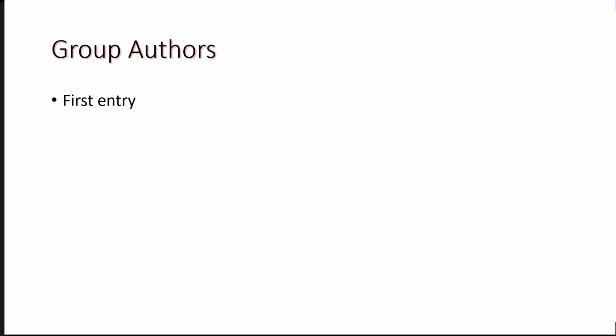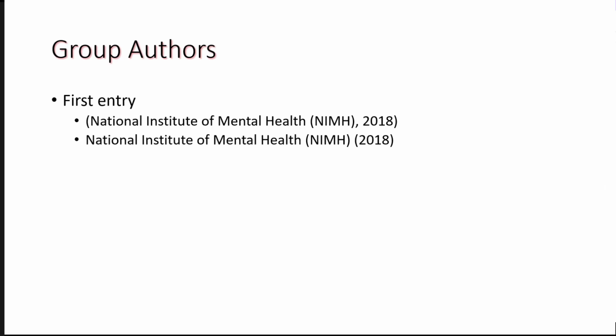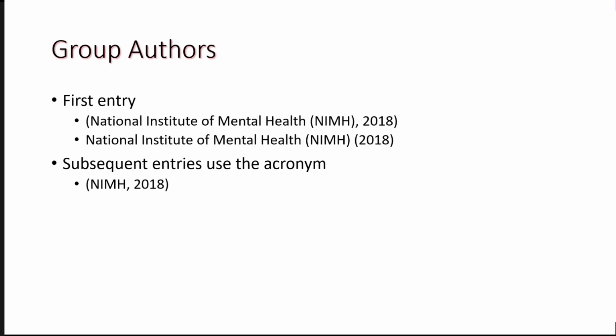The first entry of your in-text citation will have the name of the organization or agency spelled out, like in our example, the National Institute of Mental Health. And then you can include the acronym, and this is what the parenthetical and narrative will look like. The subsequent entries can use the acronym. So for example, it will be the NIMH, and this is what the parenthetical looks like.